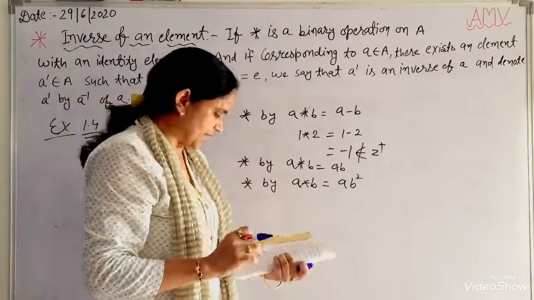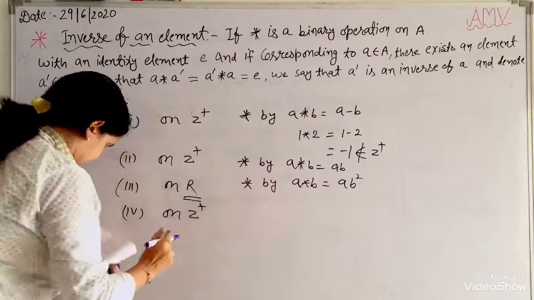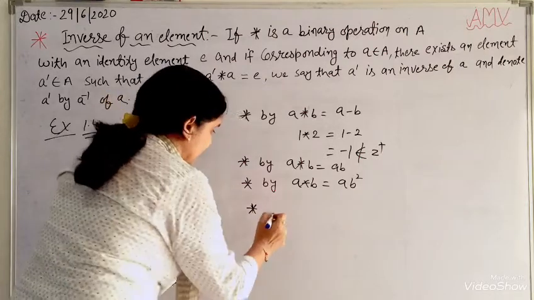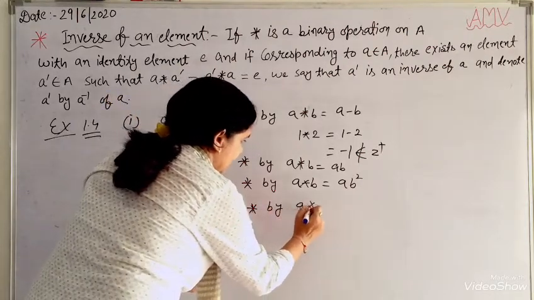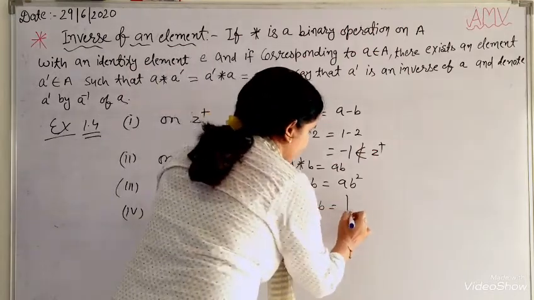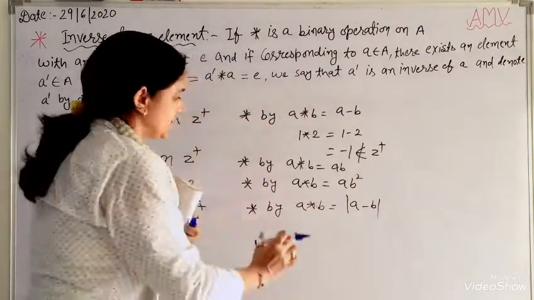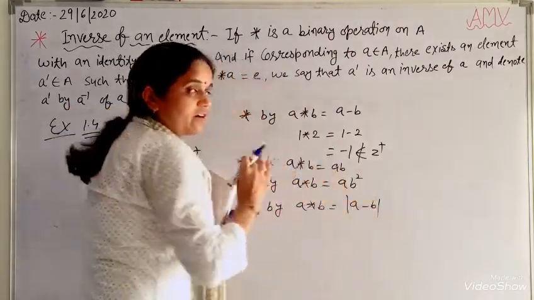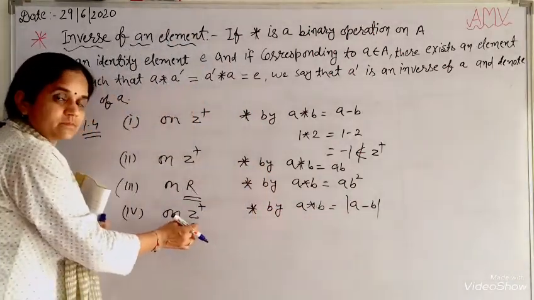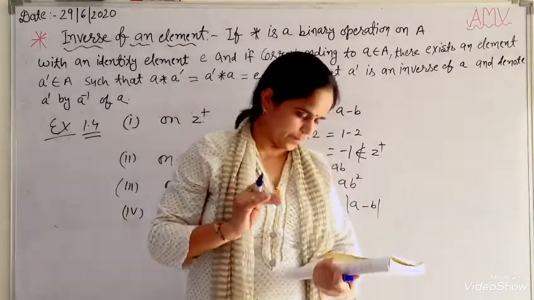The next is, students, fourth, on Z plus. Here star is defined by a star b is equal to mod of a minus b. Now it is a binary operation, since the modulus of all elements will be positive and it will be from Z plus. So, students, it is also a binary operation.